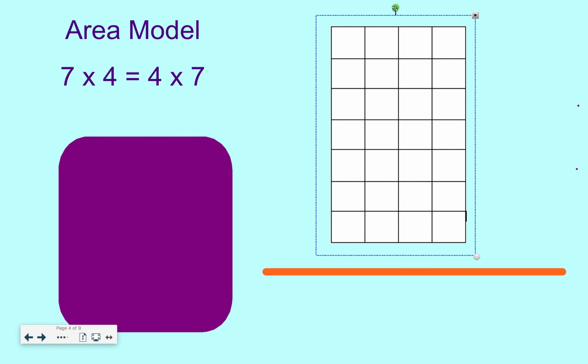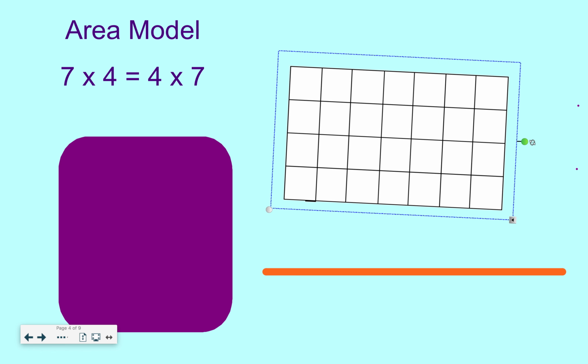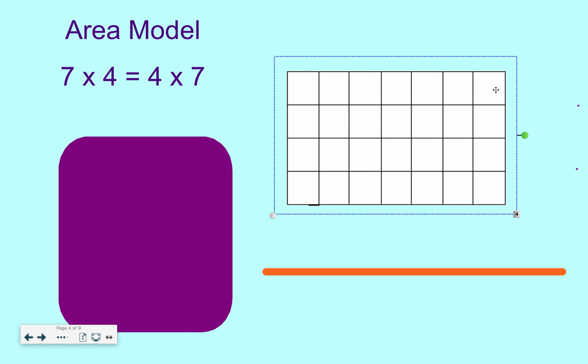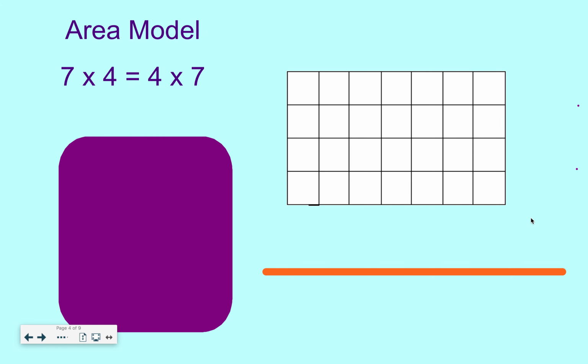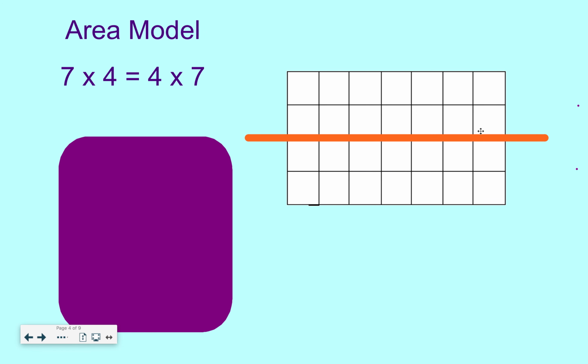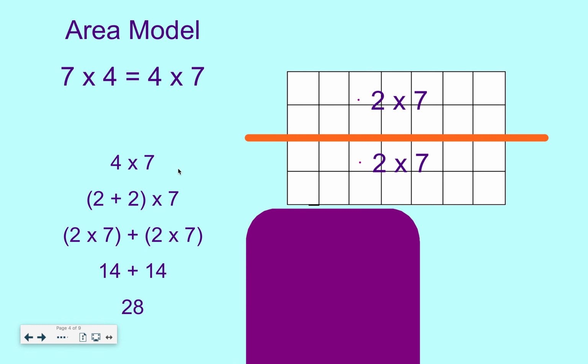If you look at our array, you can see I have 7 rows of 4. If I turn this array, I now have 4 rows of 7. But you'll notice the amount of squares didn't change, just the orientation changed. So that's why the commutative property works. So now I have 4 rows of 7. But again, I'm not going to skip count. It's not very efficient. So I'm going to use my doubles facts. I'm going to see this instead as 2 groups of 7 plus 2 groups of 7, which would be 14 plus 14, gives me the answer of 28.